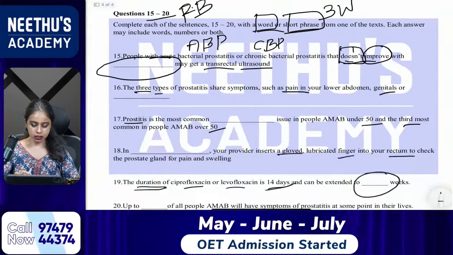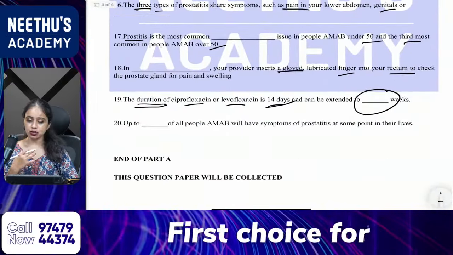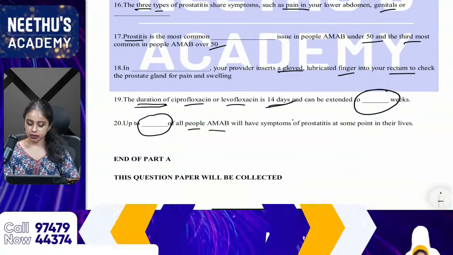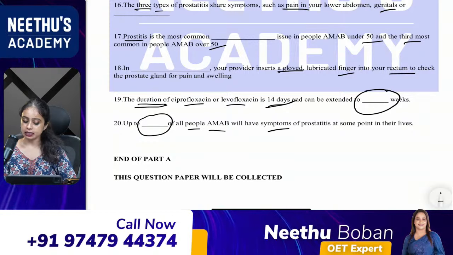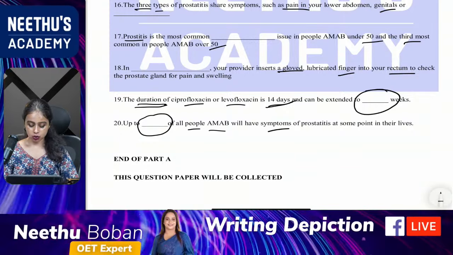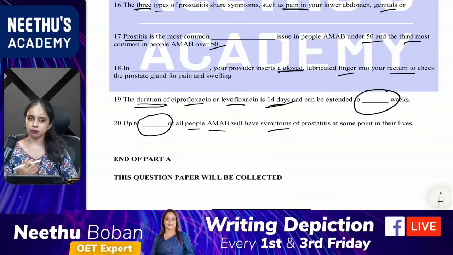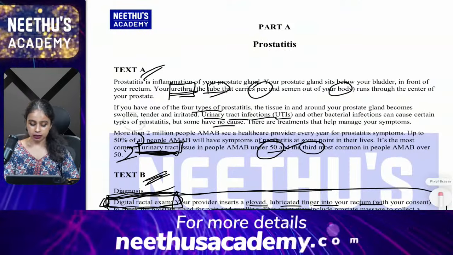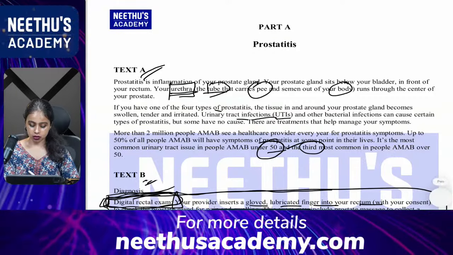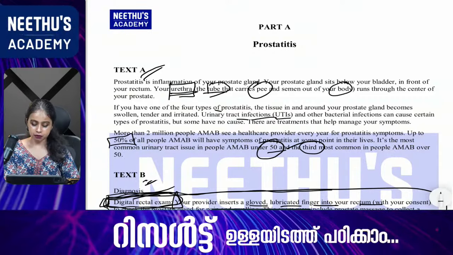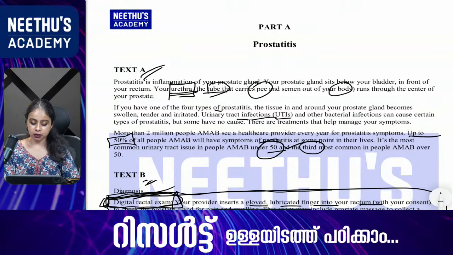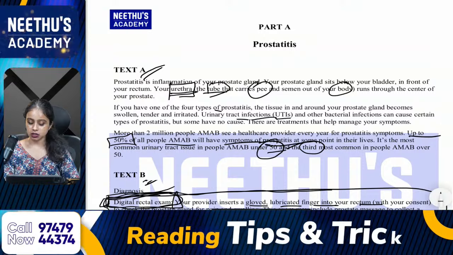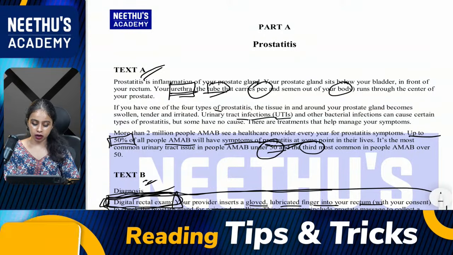The last question: up to dash of all people AMAB will have symptoms of prostatitis at some point in their lives. Up to dash means up to what number? It is up to 50%. That is from text A. Up to 50% of people AMAB, a keyword, will have symptoms, another keyword, of prostatitis, another keyword. So the answer should be 50%.